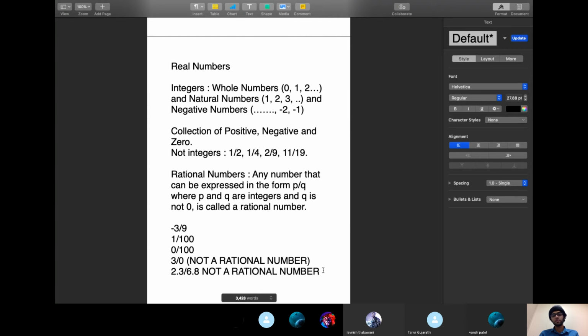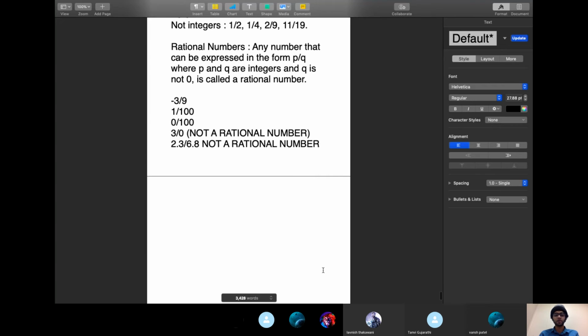So what is an irrational number? An irrational number cannot be expressed in the form P by Q where P and Q are integers.